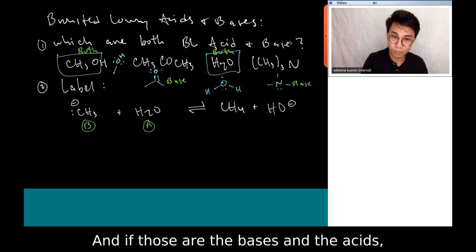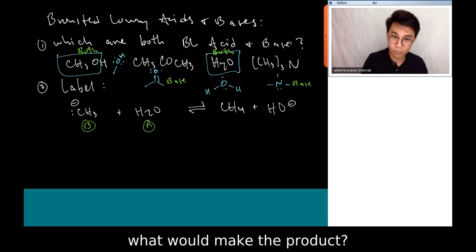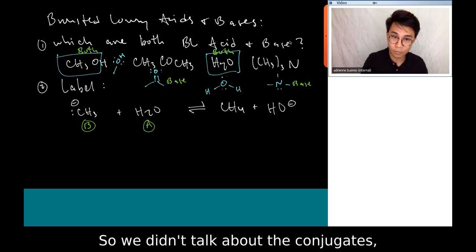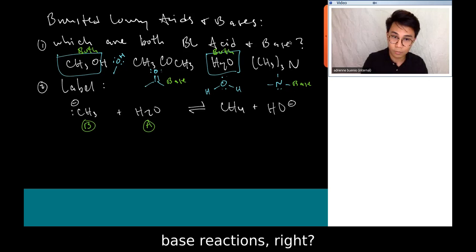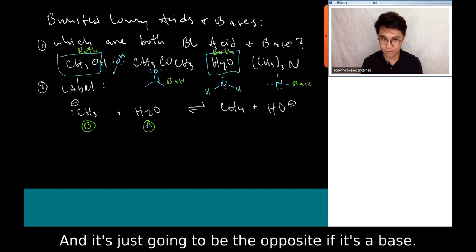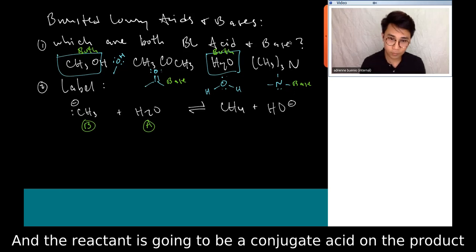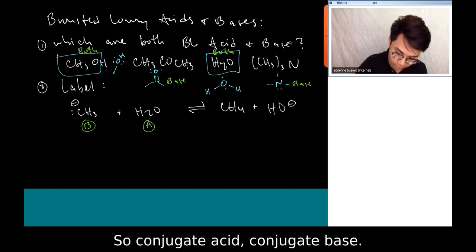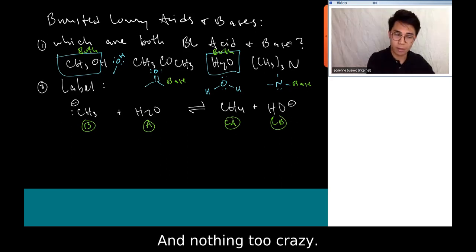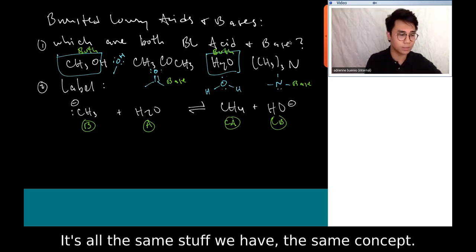And if those are the base and the acid, what would make the product? The conjugates, right? We didn't talk about the conjugates, but that's pretty much the product of acid-base reactions, and it's just going to be the opposite. If it's a base as the reactant, it's going to be a conjugate acid on the product side, right? So conjugate acid, conjugate base, and nothing too crazy. It's still the same stuff we have. It's still the same concept.